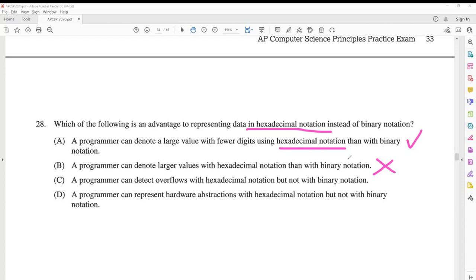No, it's just the number of bits. Programmer detects overflow? No, this one, no. The programmer represents hardware abstraction using this? No. So the answer is A. 28 is A. Any questions so far? The purpose is to make the representation shorter.